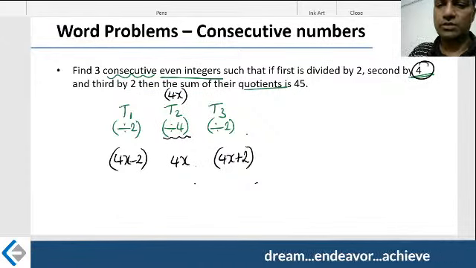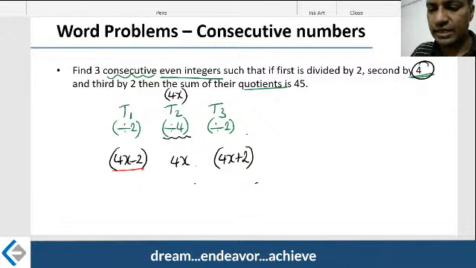Now let me put the quotients. Quotients means the author said divide this by 2, plus divide this by 2.